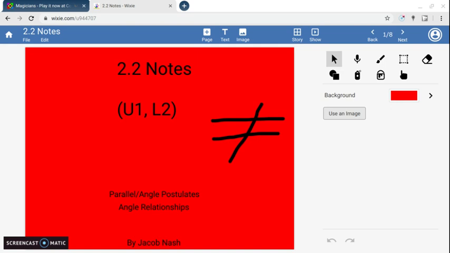Today we are looking at Unit 1, Lesson 2, Standard 2.2, and it is about parallel or angle postulates and also angle relationships. Now, we already knew some of them from a different video, like vertical angles or adjacent angles, but this is even different ones.